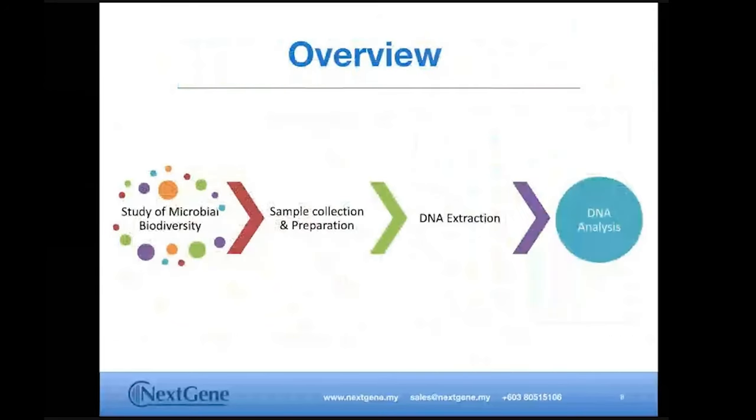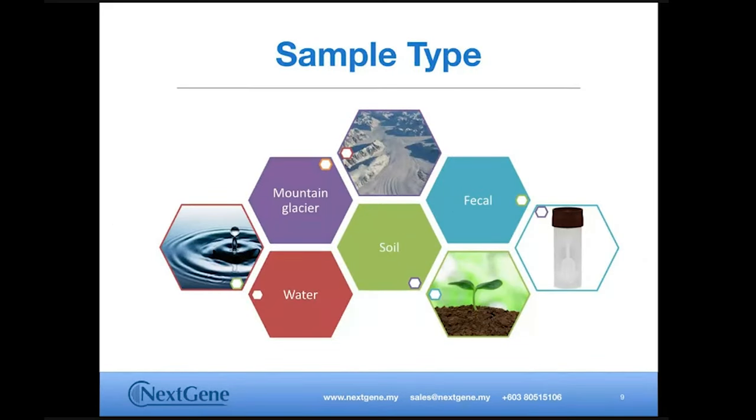Okay, so here is an overview. Up to now, we have discussed the importance of microbial biodiversity and its application. Moving on, I would like to look into sample collection, preparation, DNA extraction, as well as DNA analysis on the genomic materials. We will start off with the sample type. We have a few sample types that are mainly used for microbial biodiversity study. Examples would be water, soil, fecal, as well as mountain glacier.